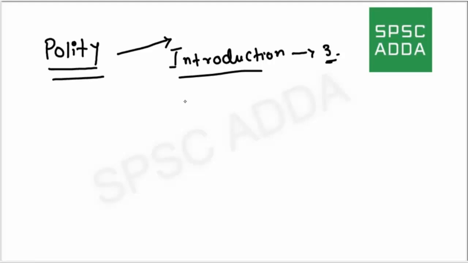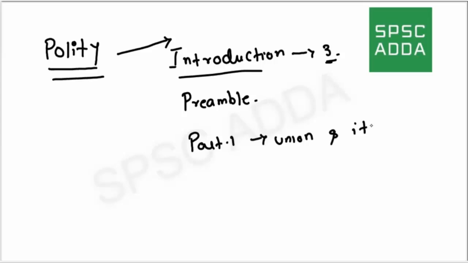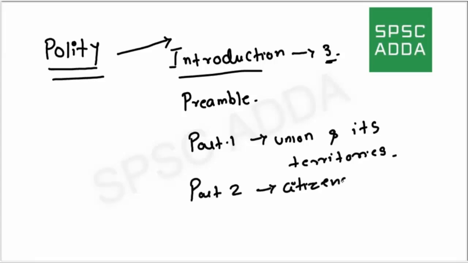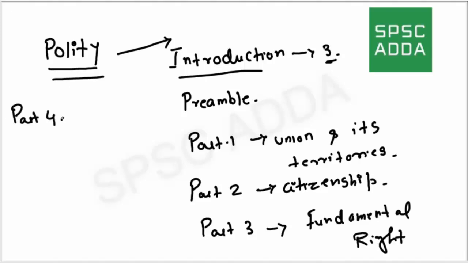Then we are going to do the preamble. Then we will do part 1 of the constitution, that is union and its territories. Then part 2 of the constitution, that is citizenship: how to become an Indian citizen and how we can lose our citizenship. Then part 3, that is fundamental rights. Then part 4, that is DPSP, directive principles of state policy.